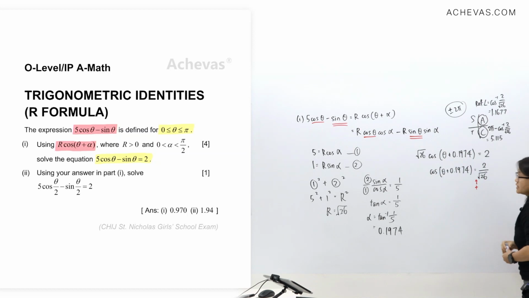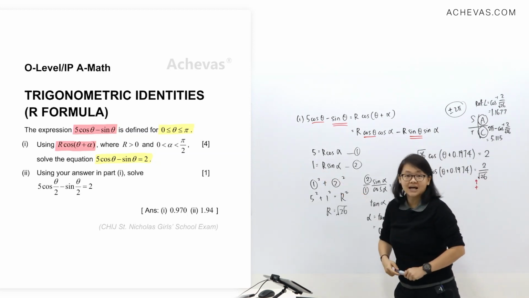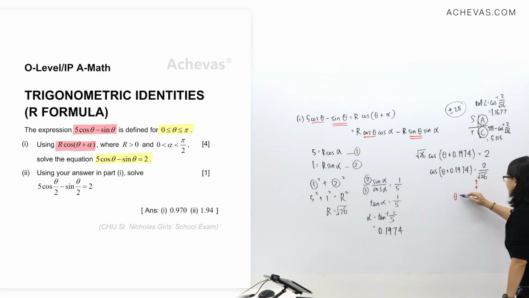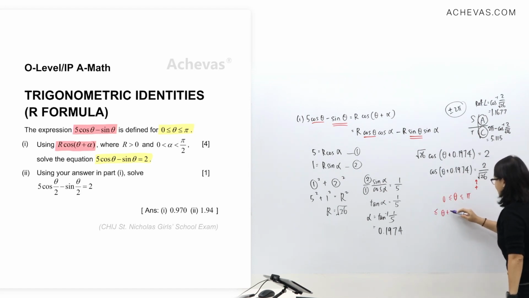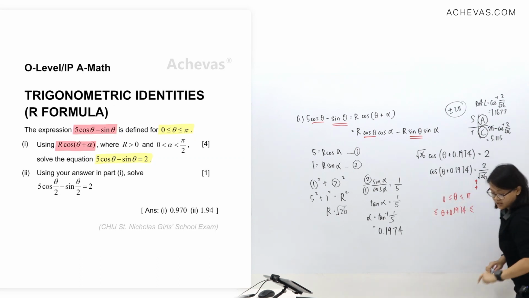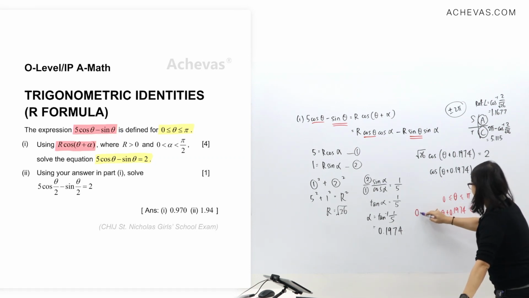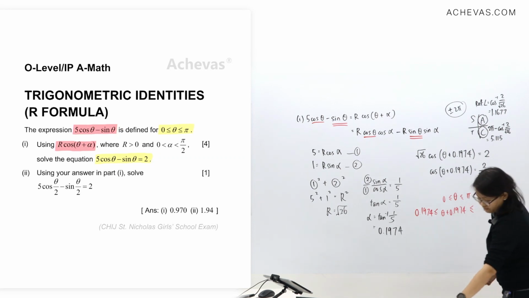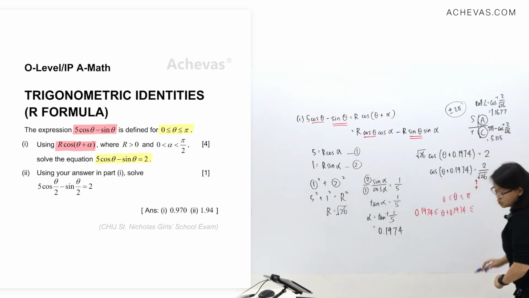So let's take a look at the question. It gives us a range for theta, which is from 0 to pi. So I have a habit of checking. If I'm given theta is between 0 and pi, I'm working on this angle here, which is theta plus 0.1974. I add 0.1974 to the center, and add it to the left and right as well. Find out what these two are. So I'm going to be getting 0.1974 on the left. On the right, pi plus 0.1974 will give me 3.339.